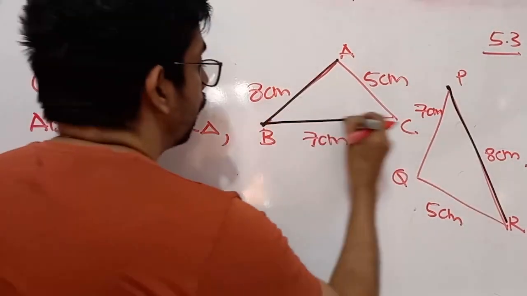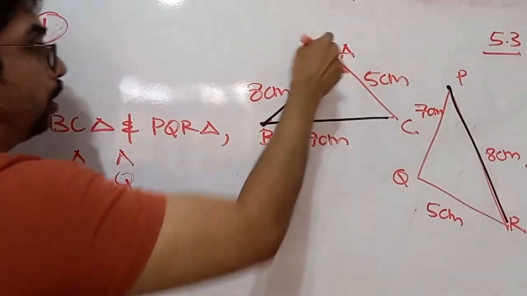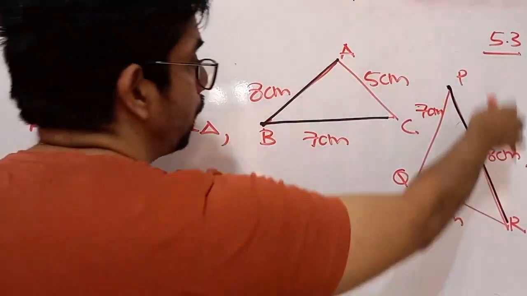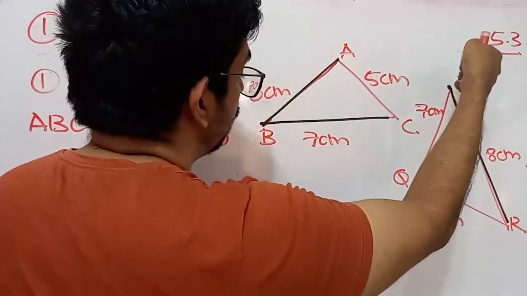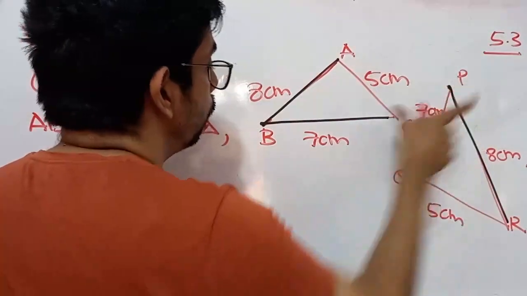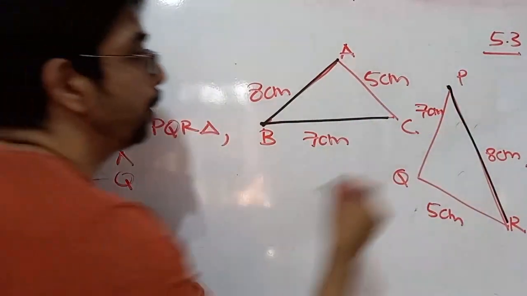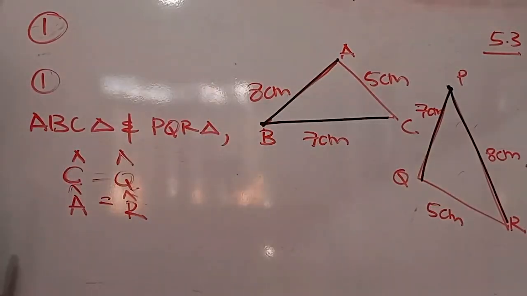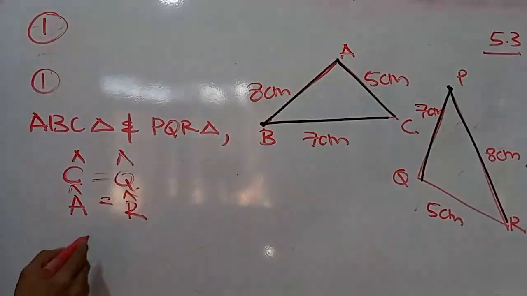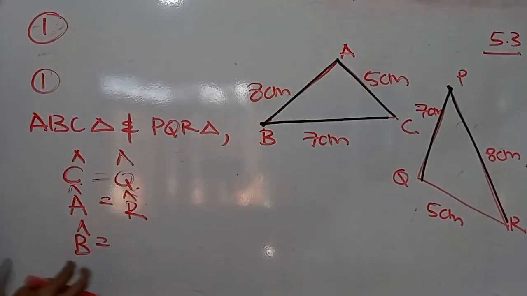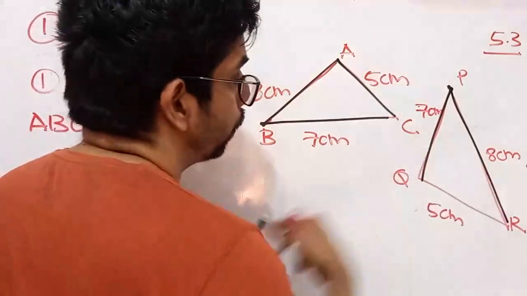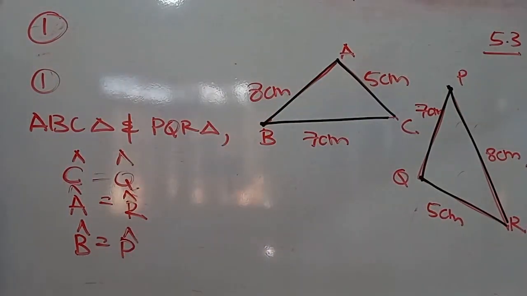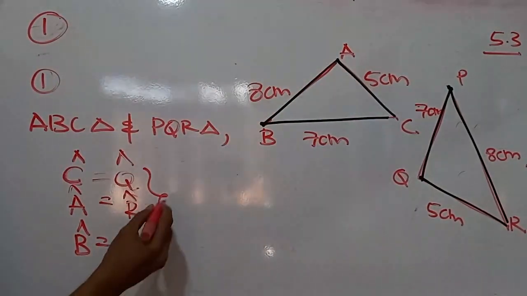Okay. So what is the opposite angle of BC? A. And we know if we take the PQR triangle and if we take the PQ side, PQ and BC are equal in length. R. Right? What is the opposite angle of AC? B. So we know AC that is equal to QR. What is the opposite angle of QR? P. So these are the corresponding elements.